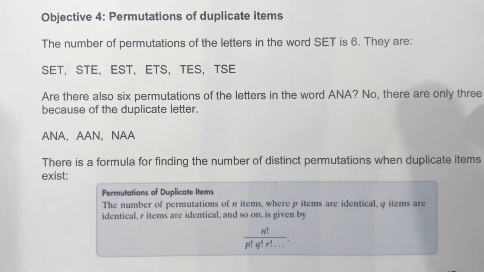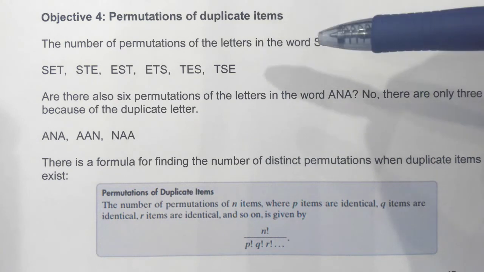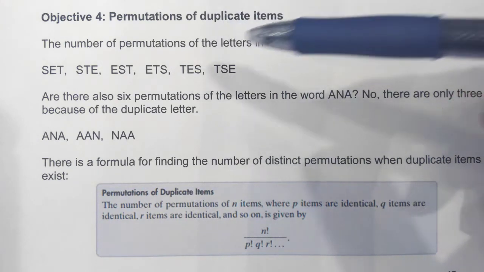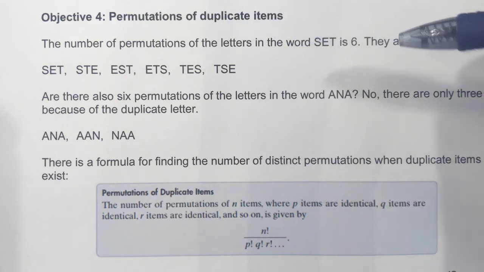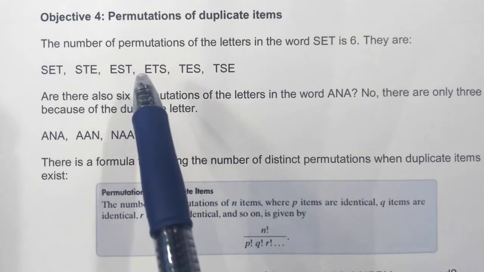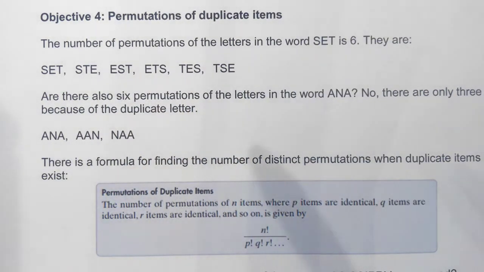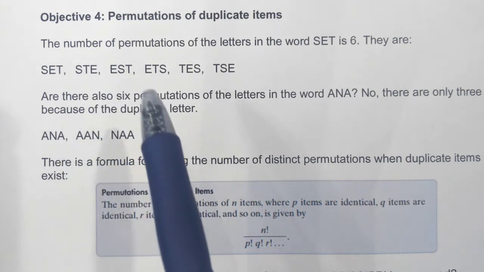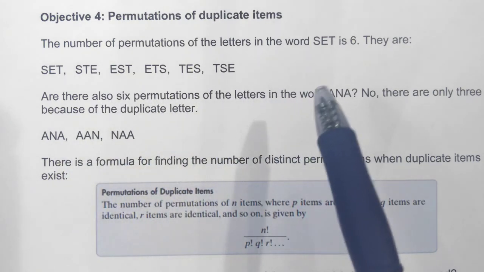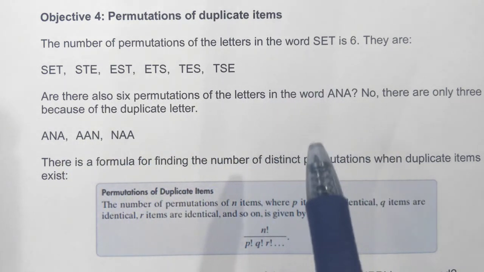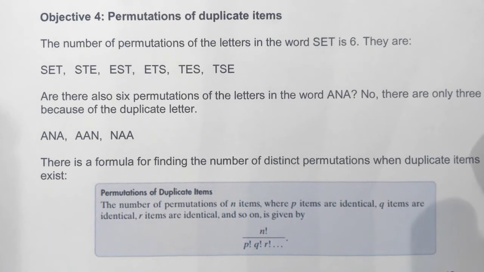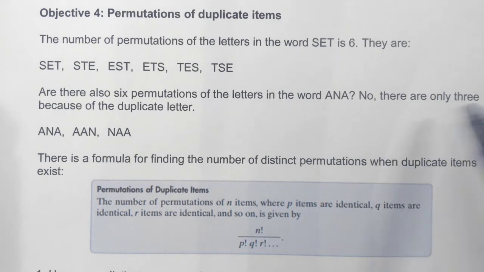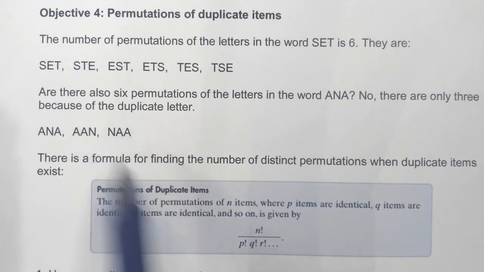Now, last objective is permutations of duplicate items. So here's an example. The number of permutations of the letters in the word set is 6. They are S-E-T, S-T-E, E-S-T, E-T-S, T-E-S, and T-S-E. Now, are there also 6 permutations of the letters in the word Anna? No, because there are duplicate letters, so there's only 3. There's A-N-A, A-A-N, and N-A-A. The rest would all be duplicates.